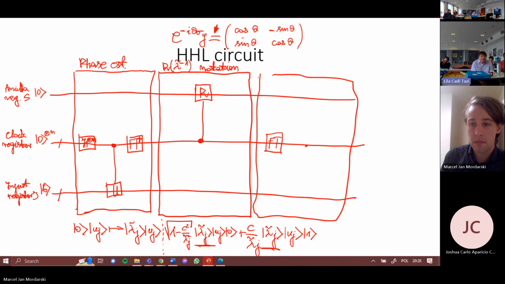Could I also ask, so C is normalizing that expression. Yes. Is that something you need to choose somewhat?